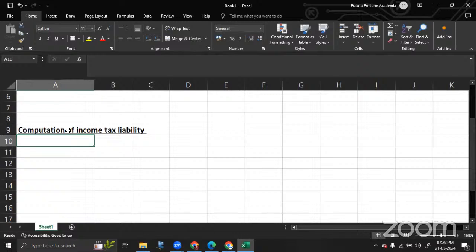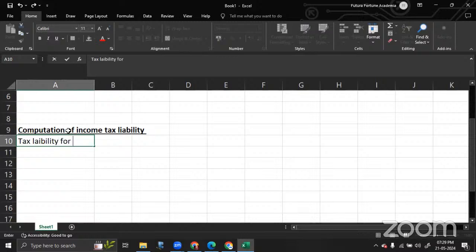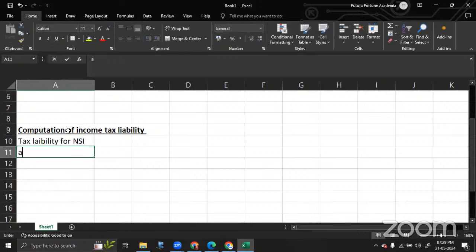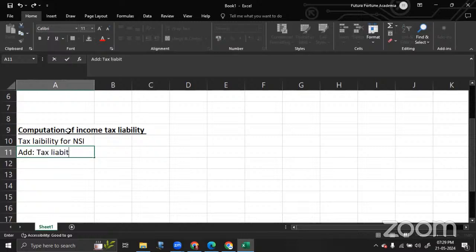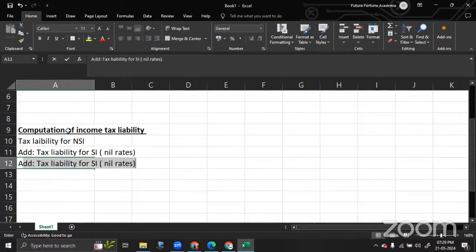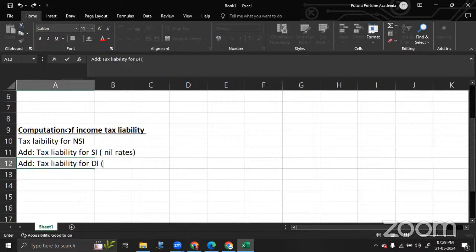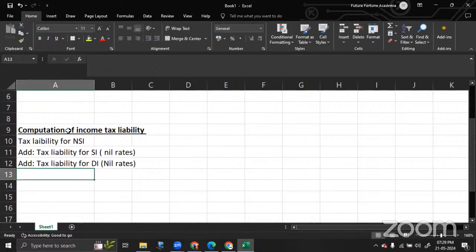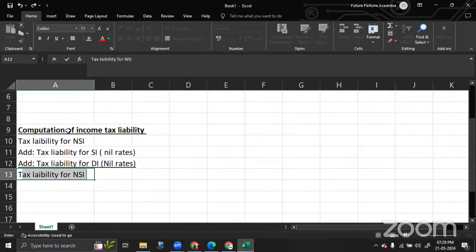Number one is obviously the tax liability for non-savings income. You should always start with that. You should add the tax liability for savings income, and keep in mind savings income has nil rates, so make sure you apply that. Then you add the tax liability for dividend income, and again this has nil rates. You get your total tax liability.